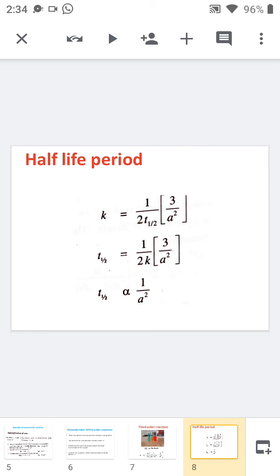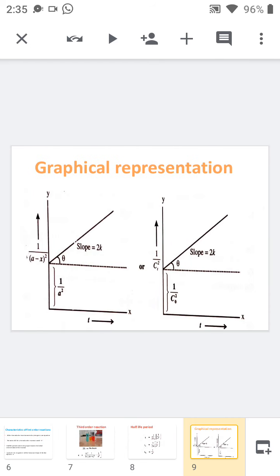Now again we are moving into the half-life of a third order reaction. For that we have to substitute, instead of x, a by 2, and t becomes t half. So our integrated rate expression becomes k is equal to 1 by 2 into t half into 3 divided by a square. So t half is equal to 1 by 2k into 3 divided by a square. So here also we can see that the t half is inversely proportional to the square of the initial concentration of the reactant.